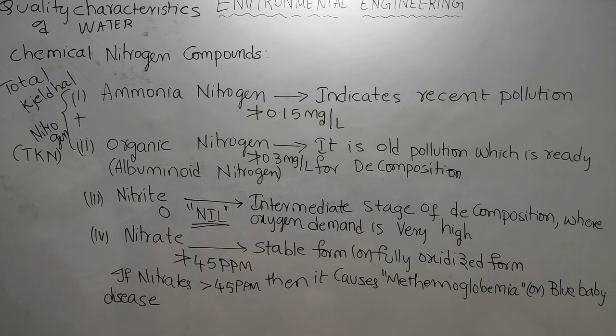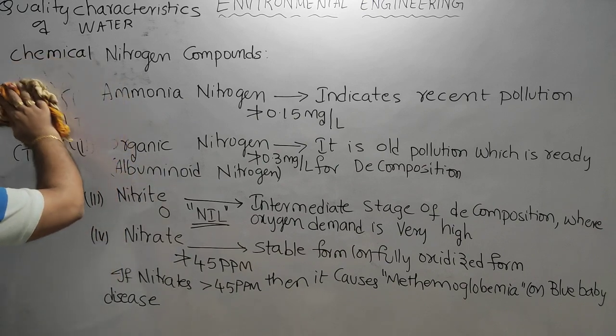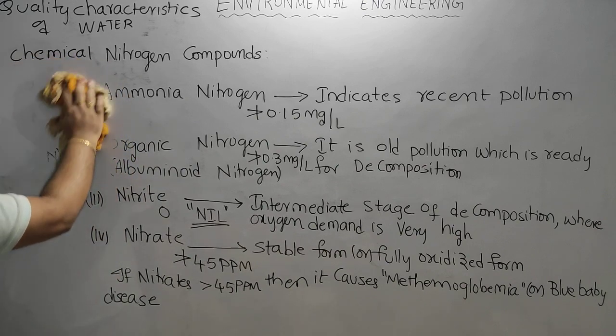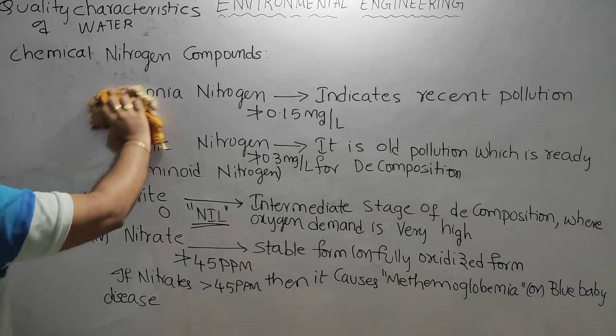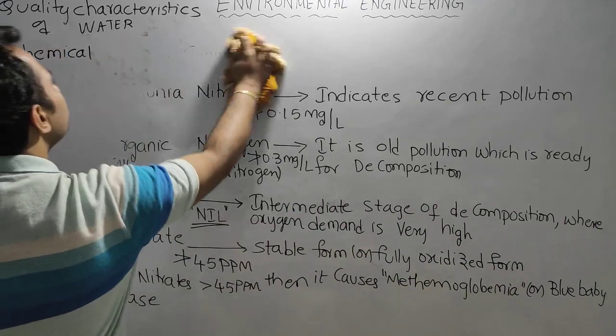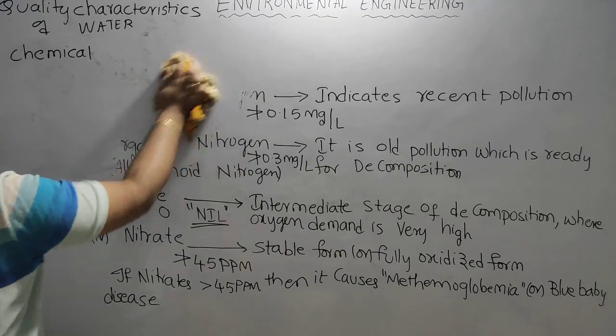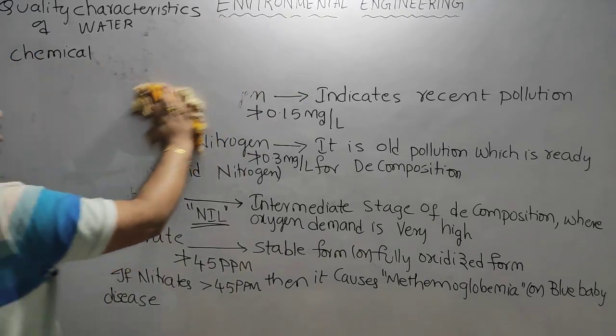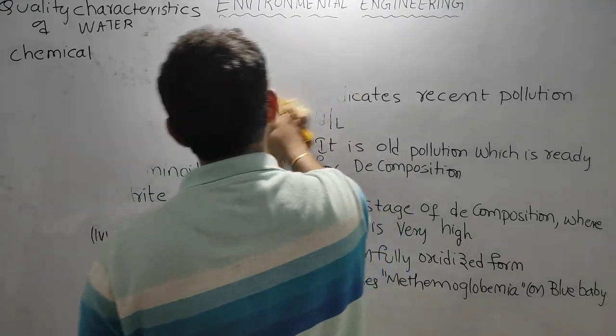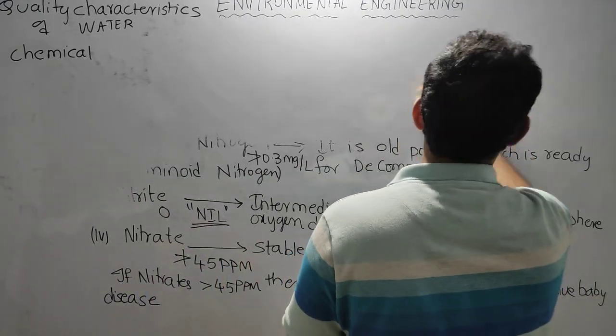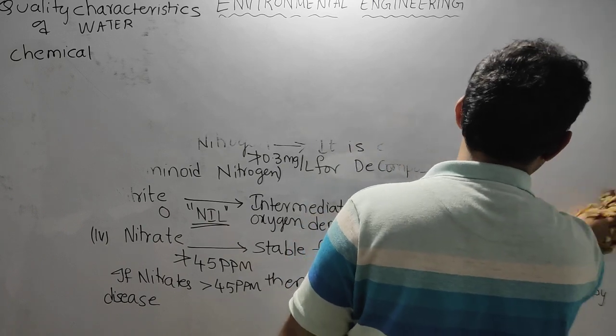Okay, so these are all non-metallic impurities present in the water. There are some metallic impurities also present. Again, in metals, we have classified the metals as toxic metals and non-toxic metals. Non-toxic metals are needed for the body growth, whereas toxic metals are not at all needed. So let us see what are the non-toxic metals and what are the toxic metals.